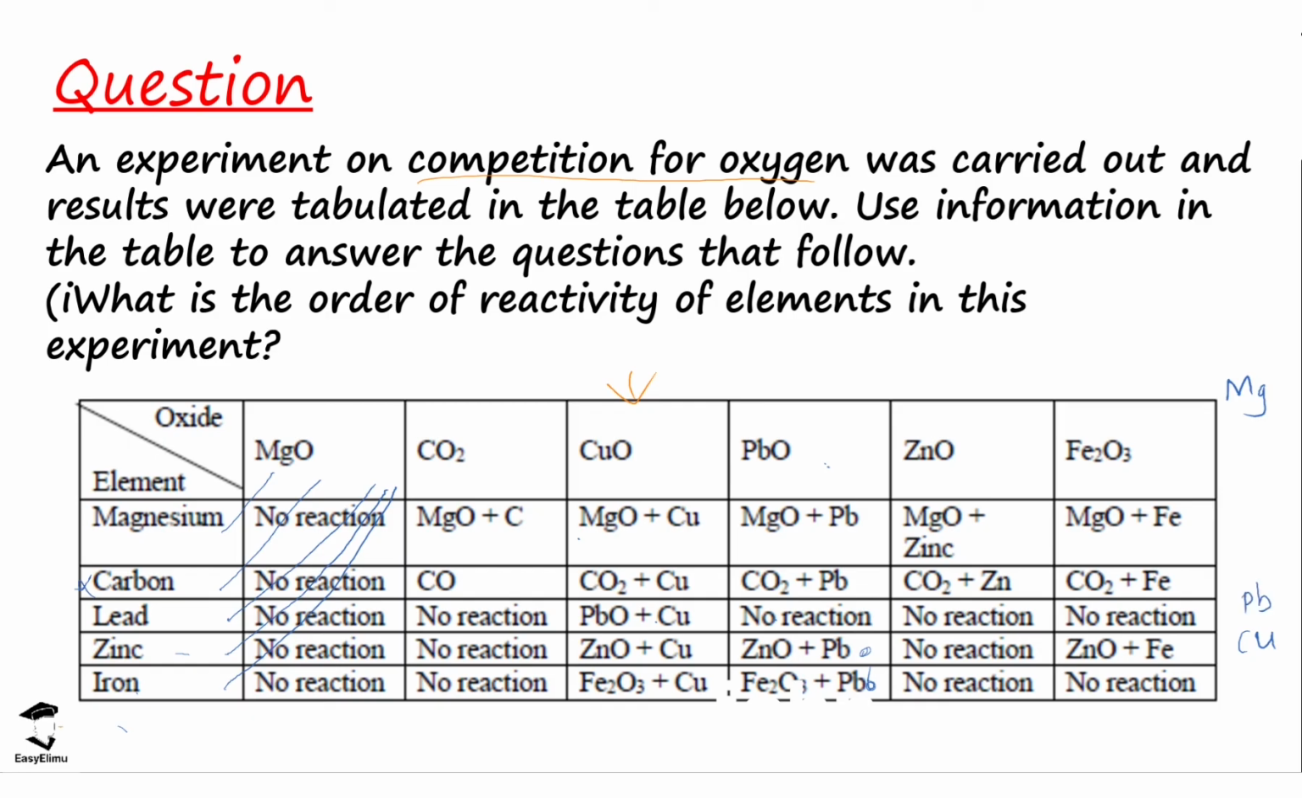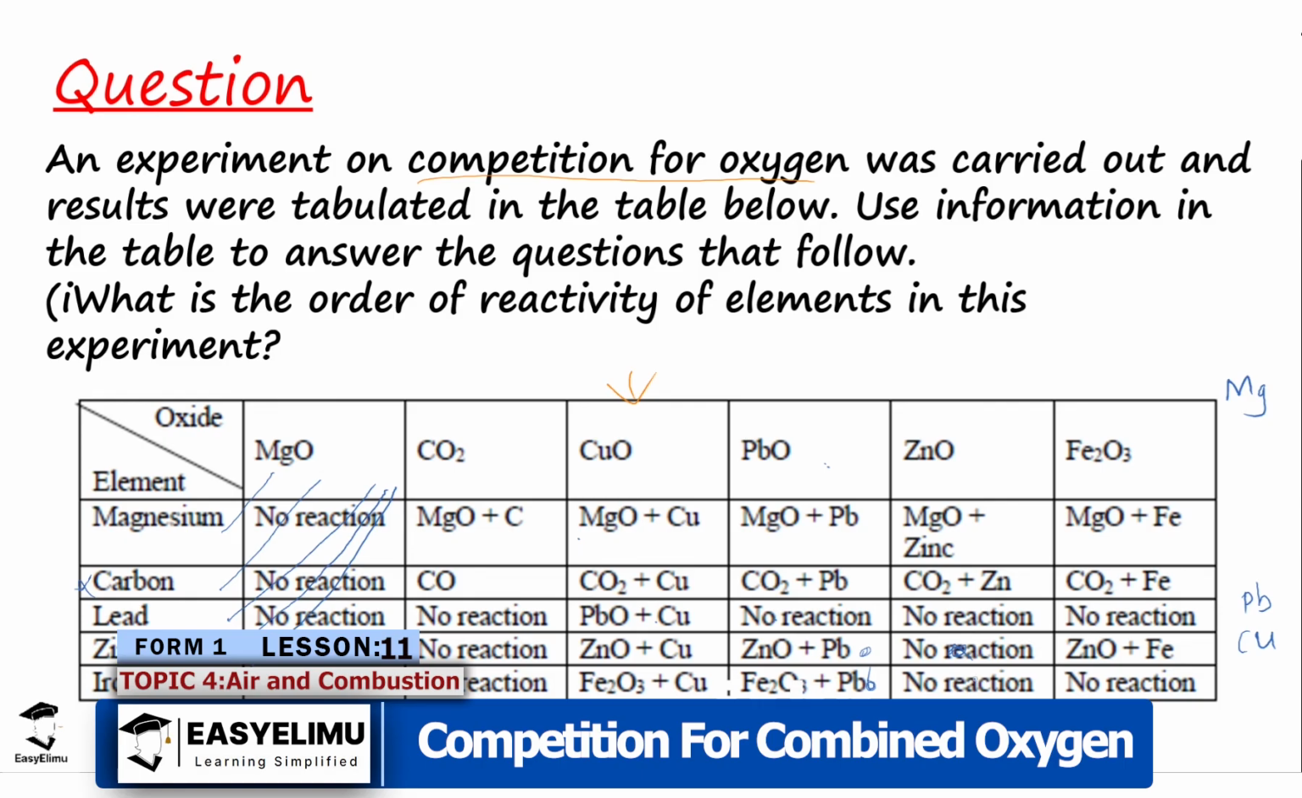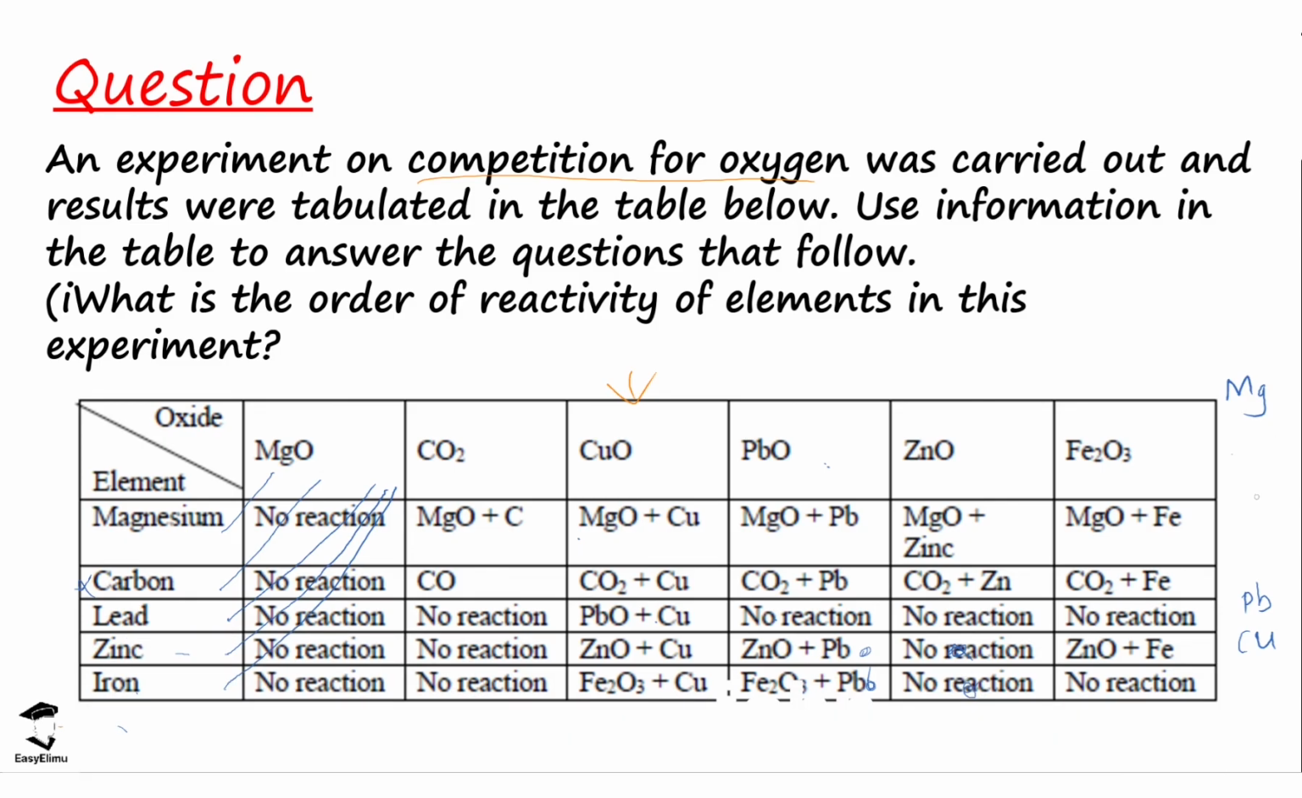Next, we want to separate between zinc and iron, to see which one is more reactive. Zinc has no reaction with its own oxide, and iron has no reaction with zinc oxide. This tells you that zinc is above iron. So this is how the reactivity series looks. We start with magnesium, zinc, iron, lead, and copper. So the reactivity is decreasing from magnesium to copper. That's the final answer.